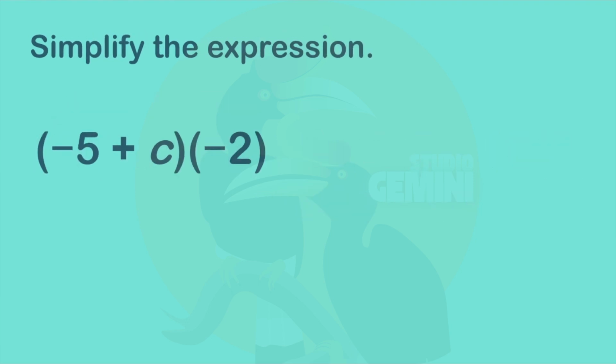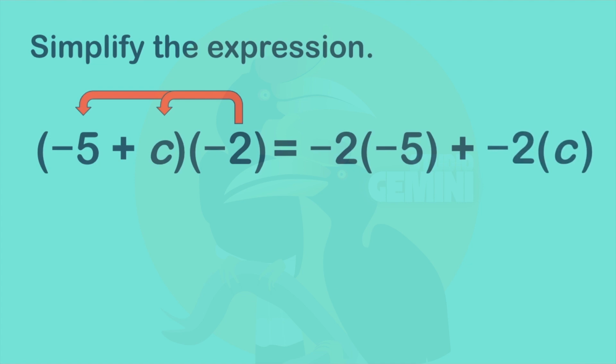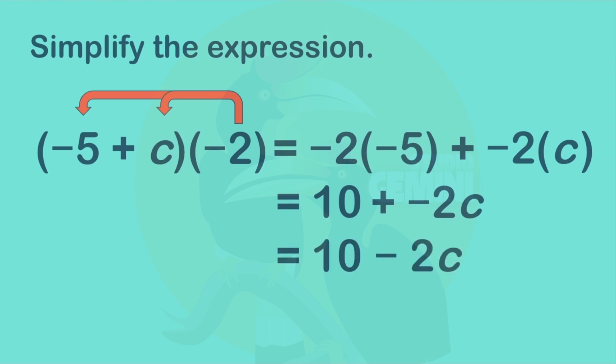We can also distribute from the right-hand side, not just from the left. Here, the negative 2 should be distributed to the negative 5 and c. This example is set up like the previous example, but in reverse order, where the parentheses come first. We have addition inside the parentheses, so we'll add after we distribute. Negative 2 times negative 5 plus negative 2 times c. Now simplify. Negative 2 times negative 5 is positive 10, and negative 2 times c is negative 2c. We can simplify this by writing addition of negative 2c as subtraction, so the simplified answer is 10 minus 2c.